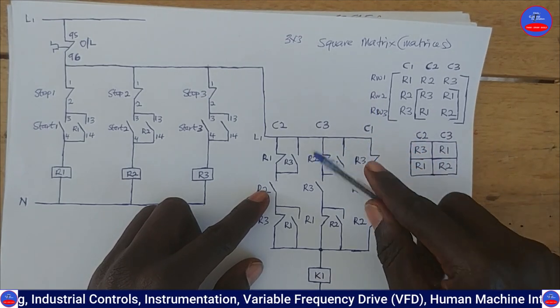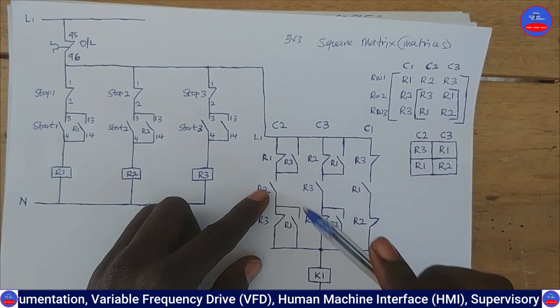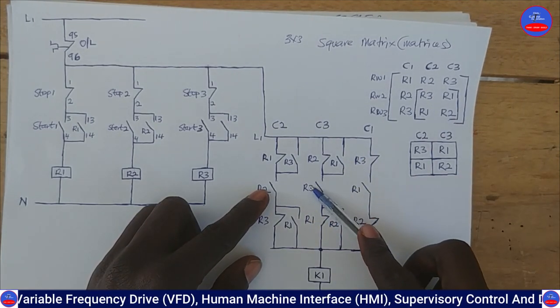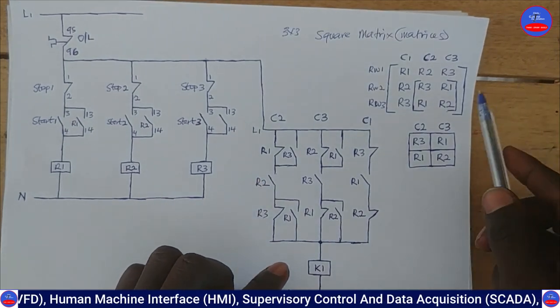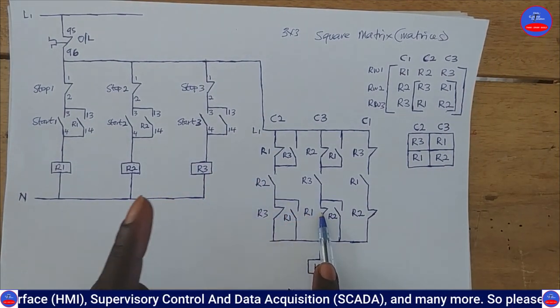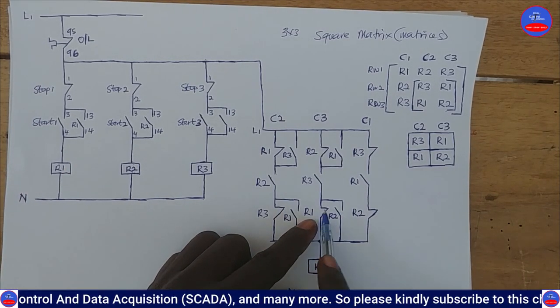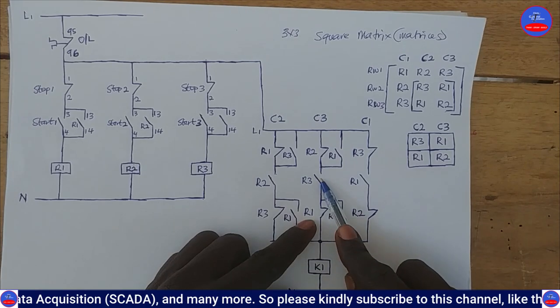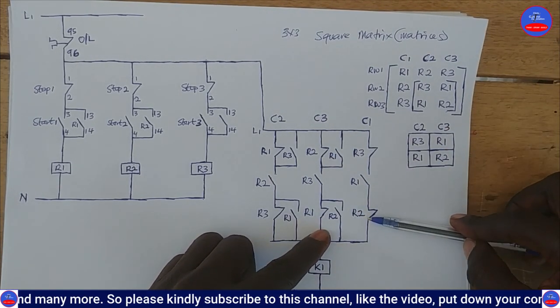And because the R1 is still energized, this side is closed. So we have open, close, and the R3 is not energized. So it means that this side is still open. Because the R1 is still energized, this side is open. And then now the R2 is also energized. This side is closed. So you have open, close. Because this side is open, there's no way current can go through. Let's come to column 1.